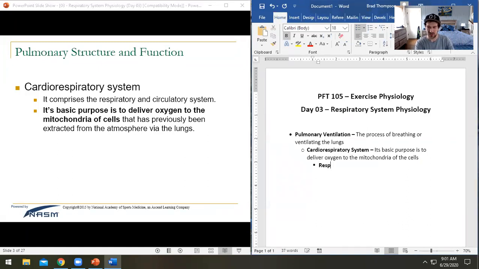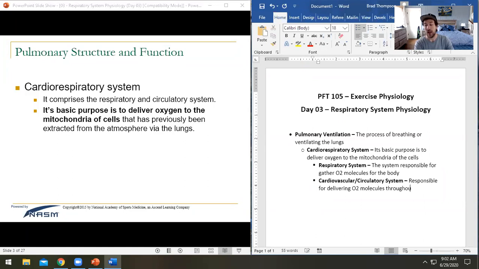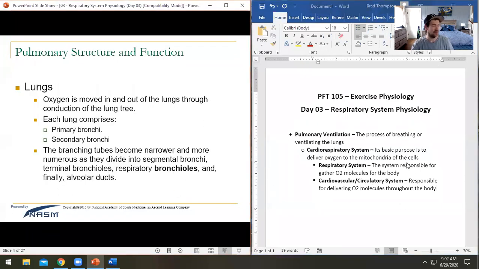So the respiratory system is the system responsible for gathering O2 molecules for the body, and your cardiovascular/circulatory, depending on who you decide to ask, system is responsible for delivering O2 molecules throughout the body, right? That is kind of like the whole process of pulmonary ventilation.